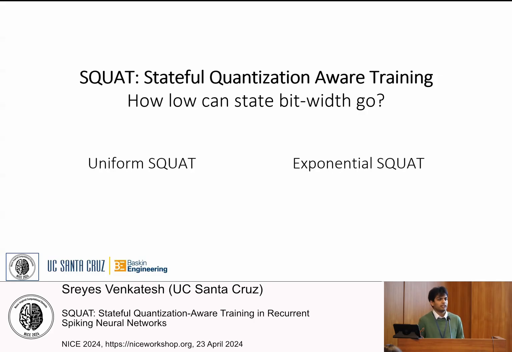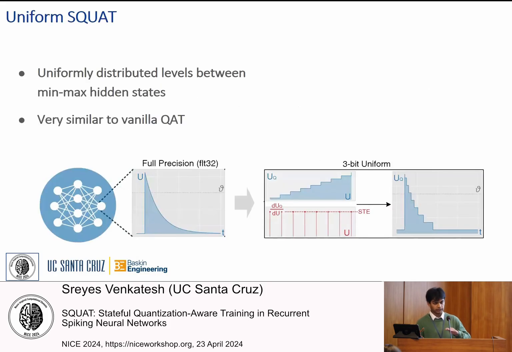So the first method is uniform SQUAT. For uniform SQUAT, we set the minimum and maximal possible membrane potential levels, and then we quantize our intervals equally between those two, as seen in this diagram. It is basically identical to how vanilla QAT of weights is done.